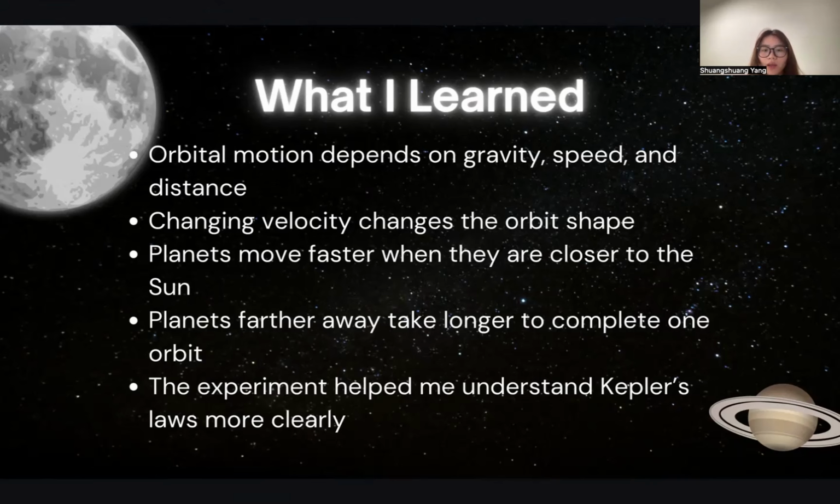So I think the biggest thing I learned from the experiment is that gravity, speed, and distance all work together. You cannot really understand orbital motion by looking at only one of them. So doing the experiment made things much clearer than the theory itself.